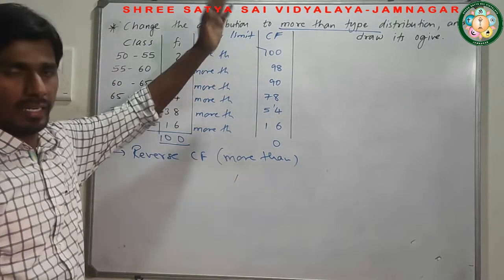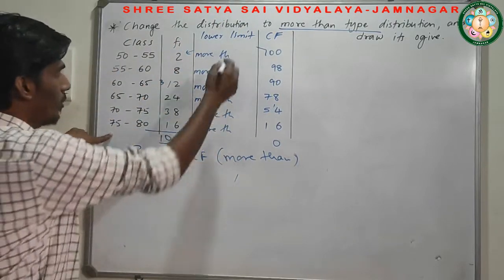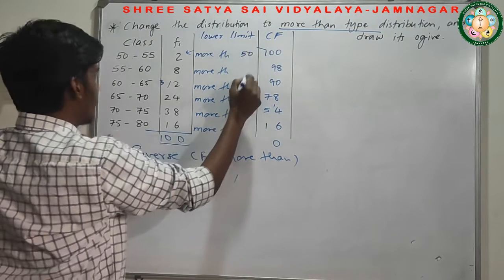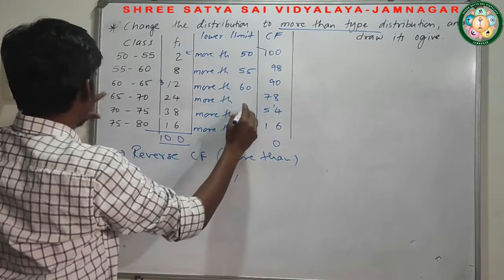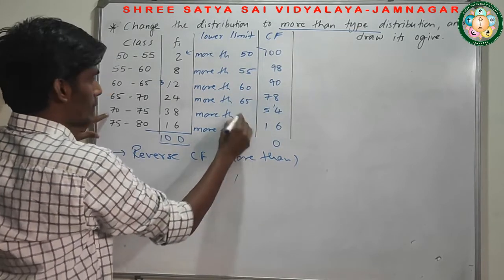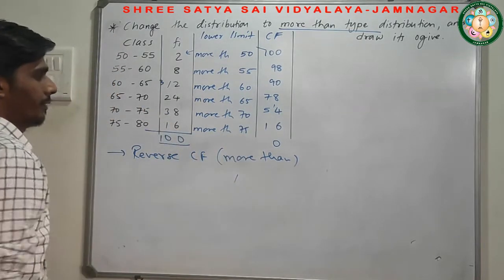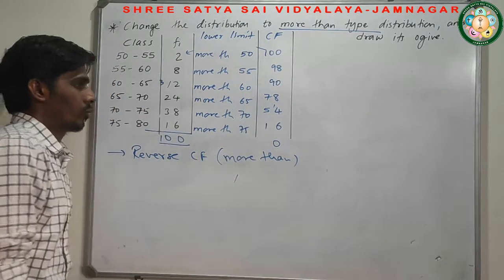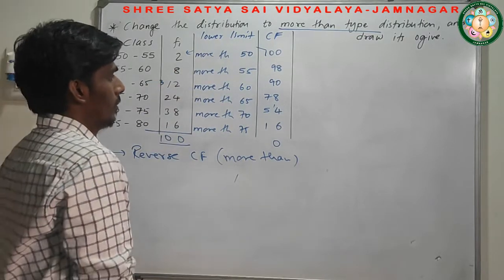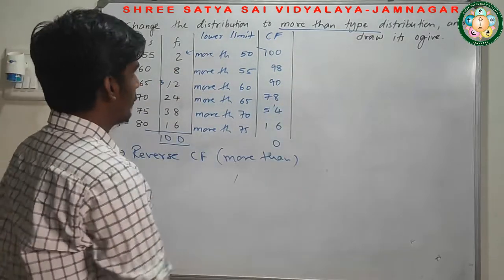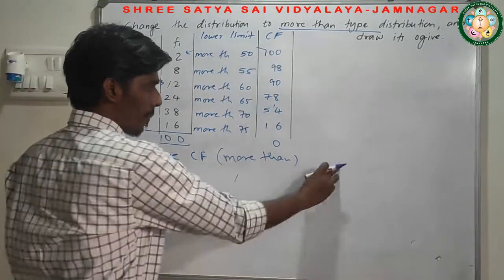Now in less than type we wrote here upper limit. Now I have to write lower limit. It's 50, 55, 60, 65, 70 and 75. So this is the way I got the lower limit. Now again, to draw the graph I have to use last two columns only, lower limit and CF.